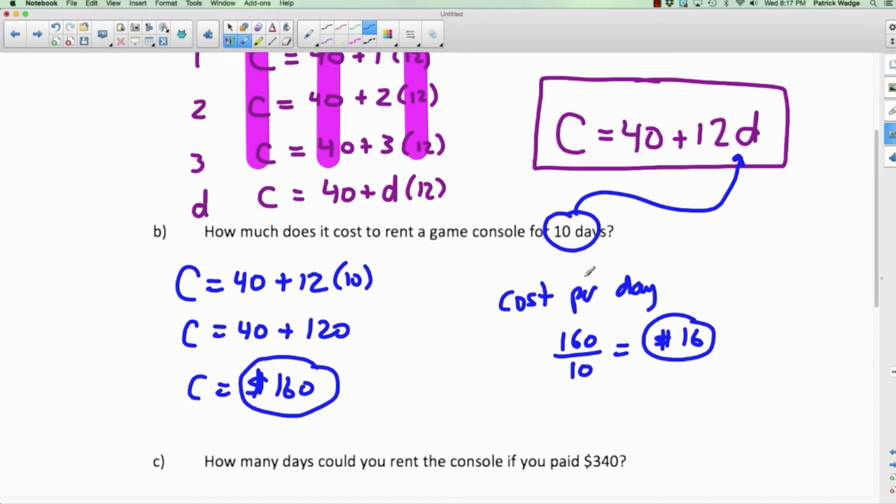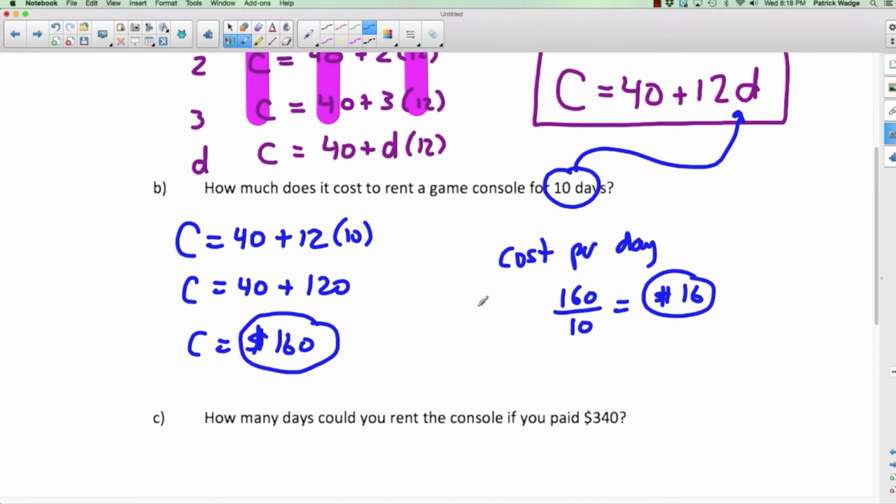I should have put that down as one of the questions here. Anyway, there you go. There's one question in your book on your homework that's like that, where it asks for cost per day. All right, and then the last question here on this particular problem we're working on. How many days could you rent the console if you paid $340?